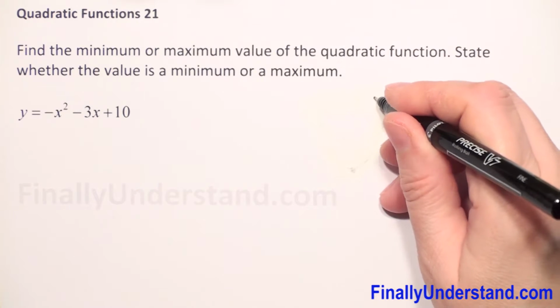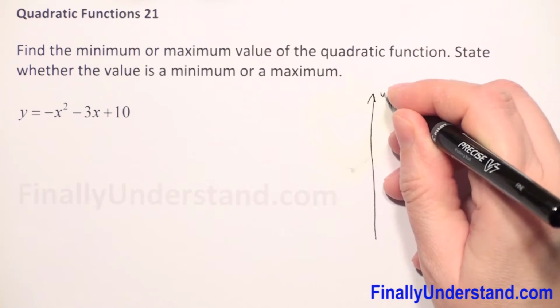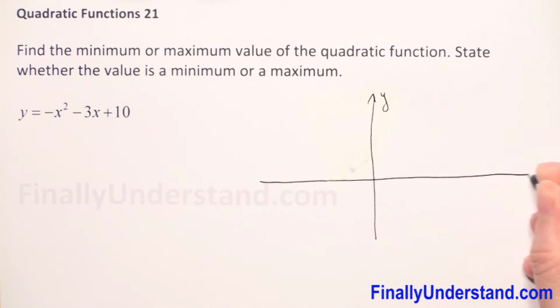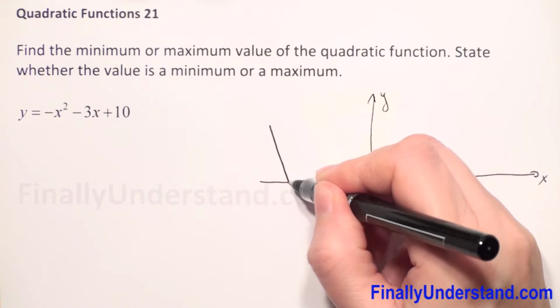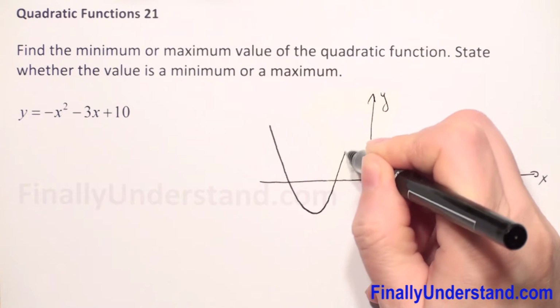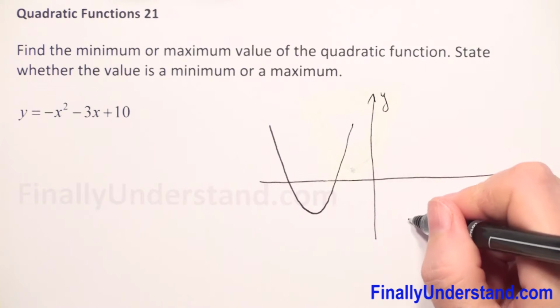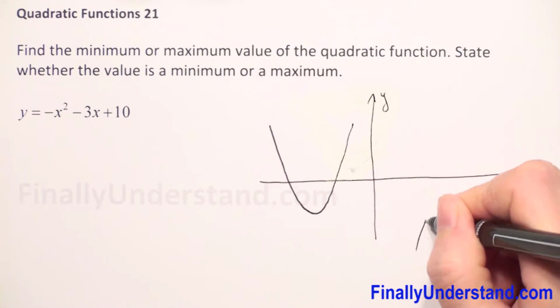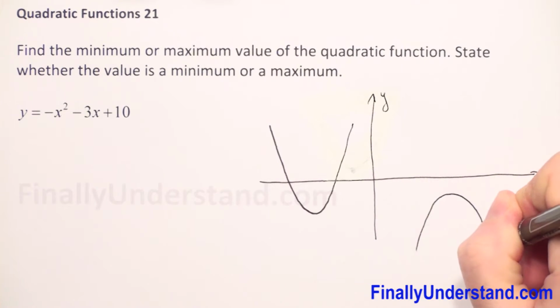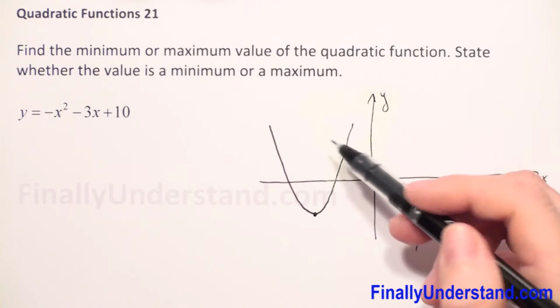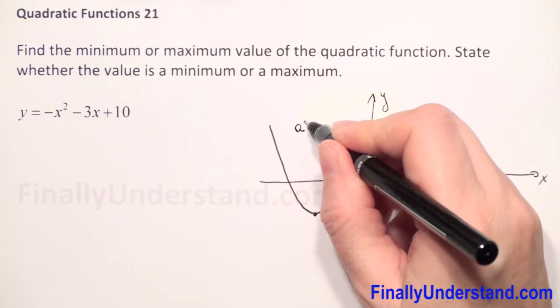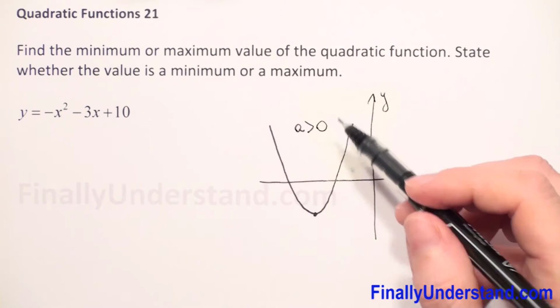Let me draw x, y coordinates. For example, here will be a parabola that opens up and a parabola that opens down. This is our vertex. And for example, where a is greater than 0, we have a parabola that opens up.